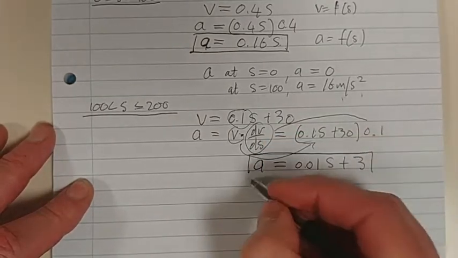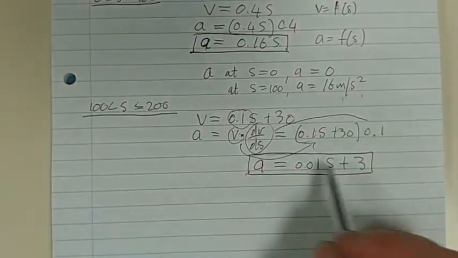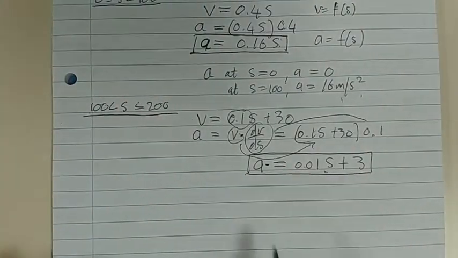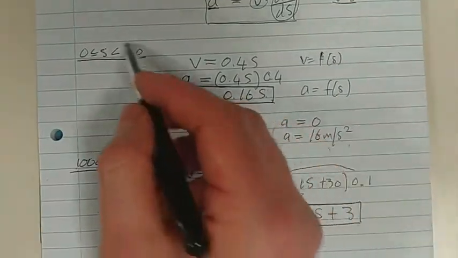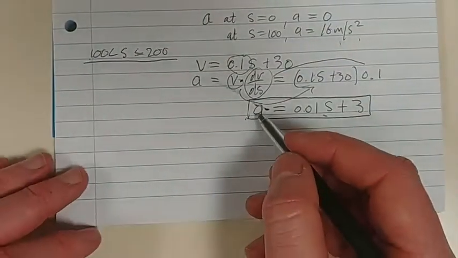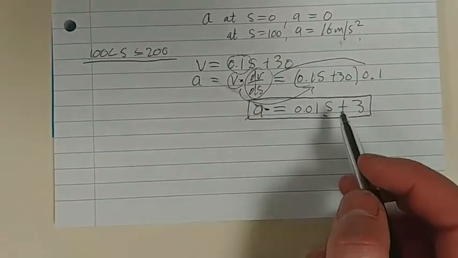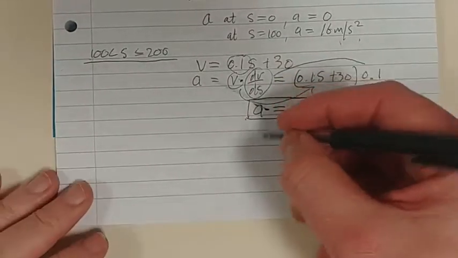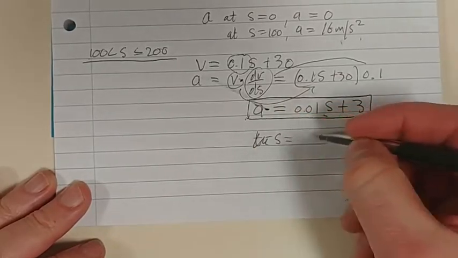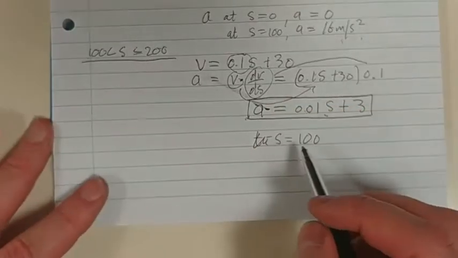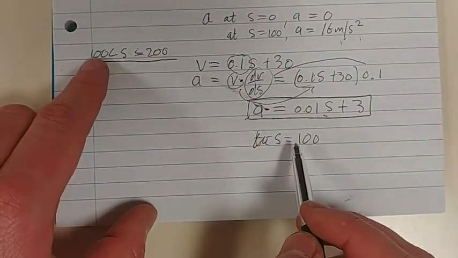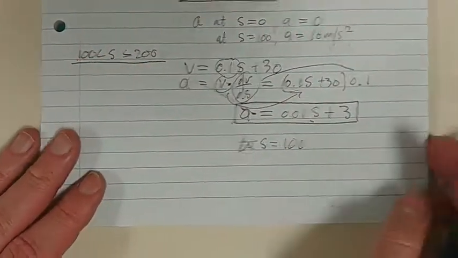So that is the function. That is my a(s) function between those positions. So there's our function. Now let us try and look at the extreme ends. So at s equals 100, remember that's my extreme point. That's my beginning point, 100. That's my ending point, 200.